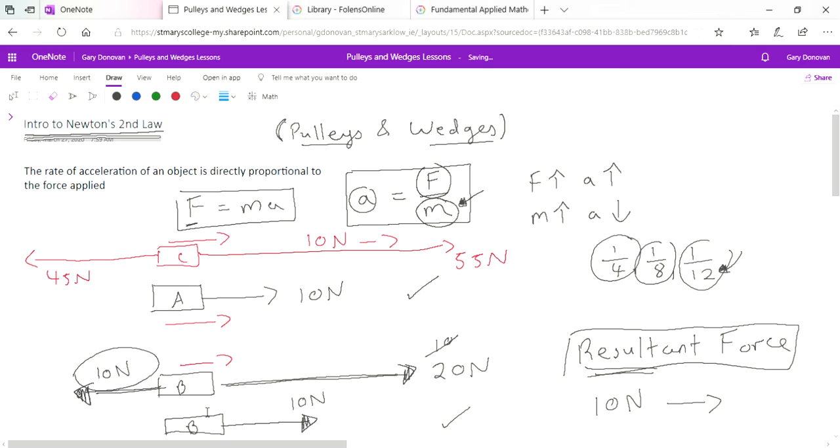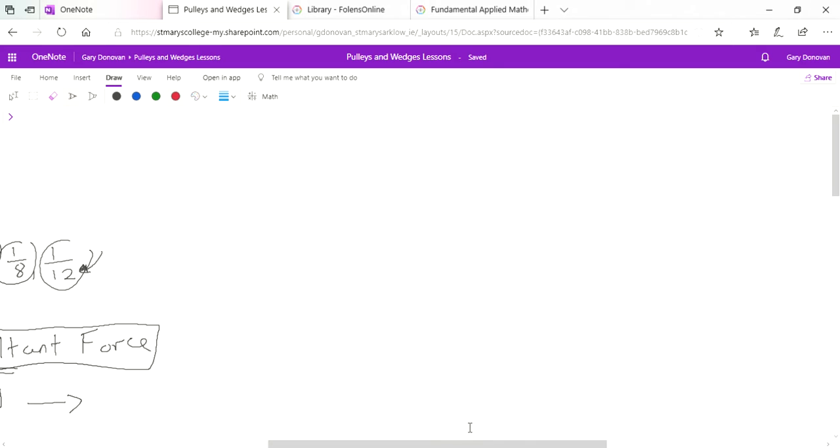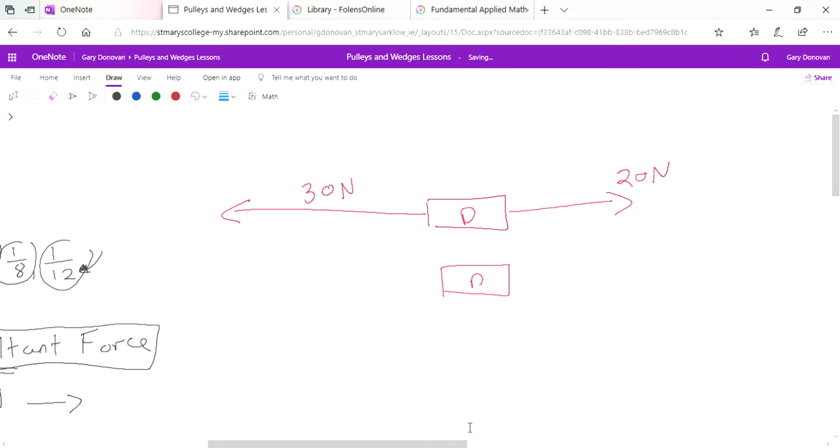The only case, I suppose, where you need to be careful is looking at the direction of force. Let's say we had another object D, which had a force of 30 newtons to the left, 20 newtons to the right. Now the overall resultant force on this would be 10 newtons. But it wouldn't be 10 newtons to the right, it would be 10 newtons to the left. So obviously that object is going to accelerate to the left instead.